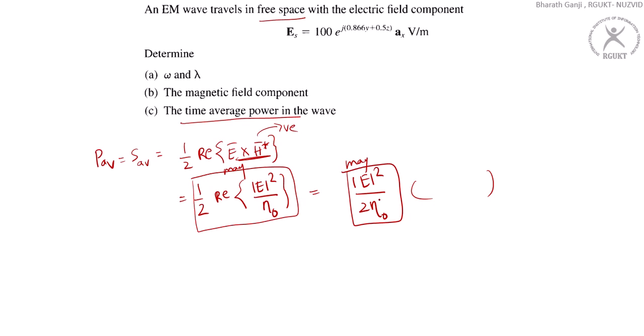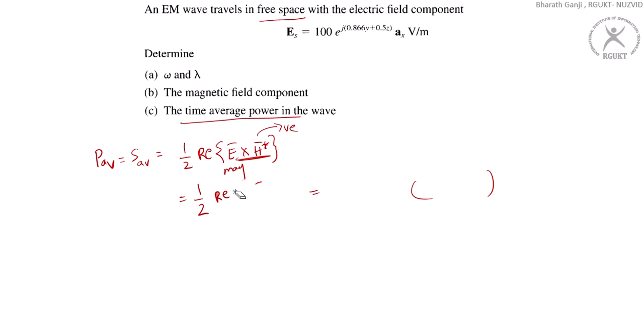But in this scenario, the problem is you might go with this modulus of E square by 2 eta naught, but that helps only if you have a single component and the magnitude is what you want. But in this scenario, it is better to use our expressions here. So we know the phasor format expression. You need to use this formula only in the phasor format. So your E bar is 100 times e power j times 0.866 y plus 0.5 z in ax cap.